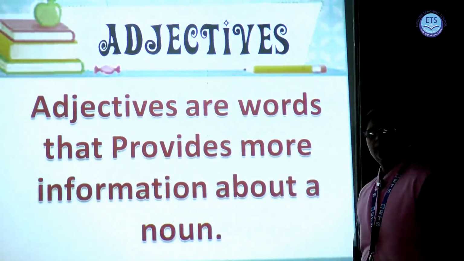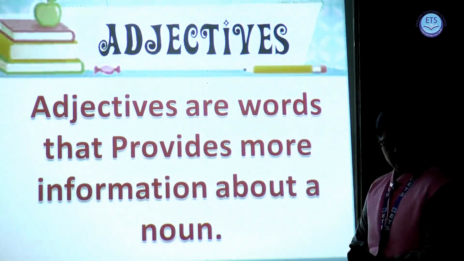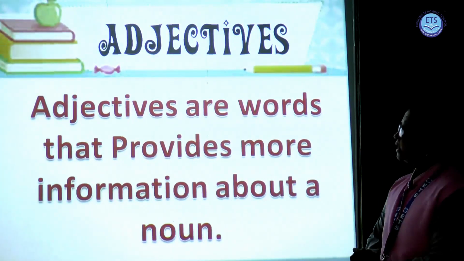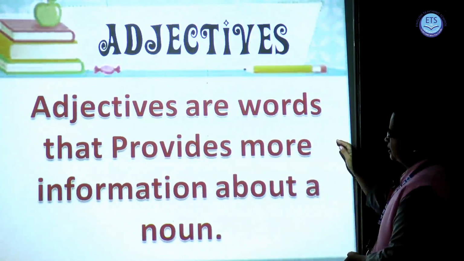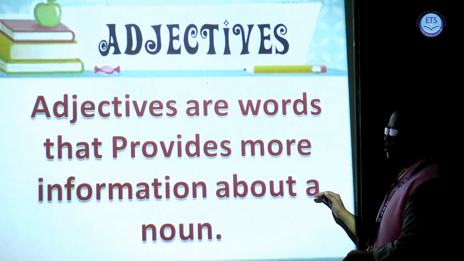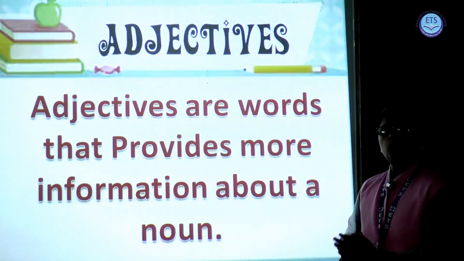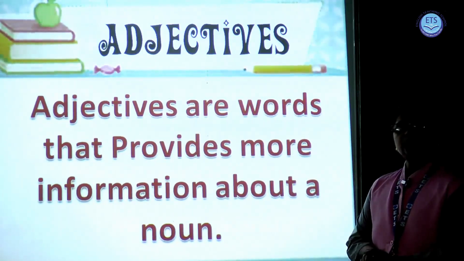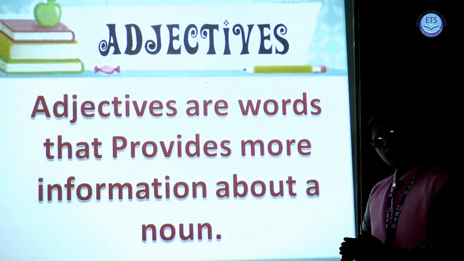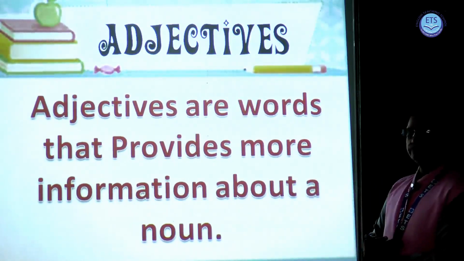Now, here we start with adjectives. What is an adjective? Adjectives are words that provide more information about a noun. What is an adjective? It gives you some more details about our nouns. Let us see further.